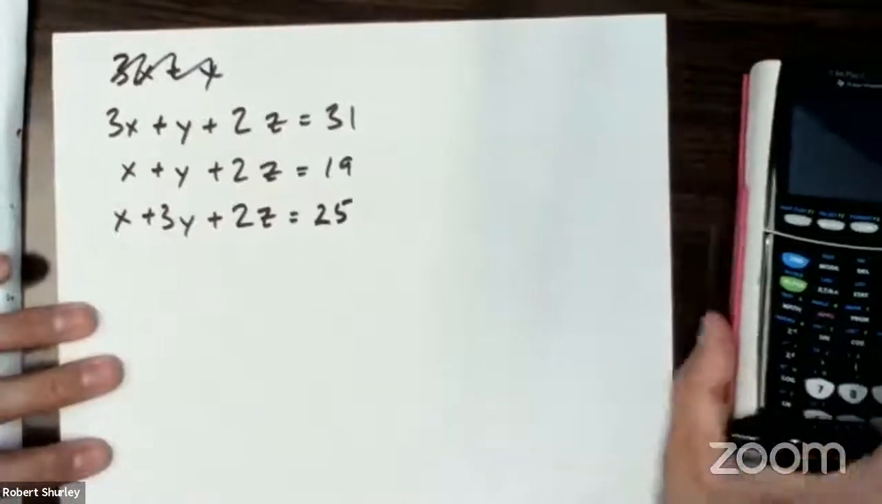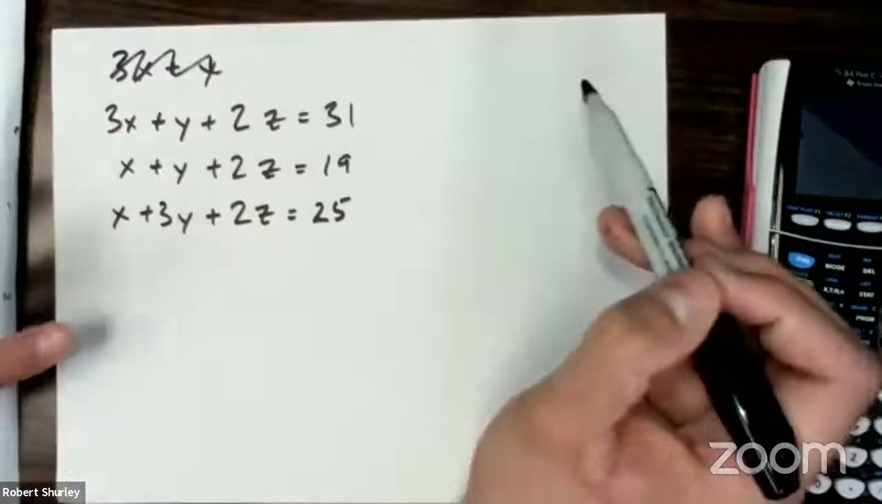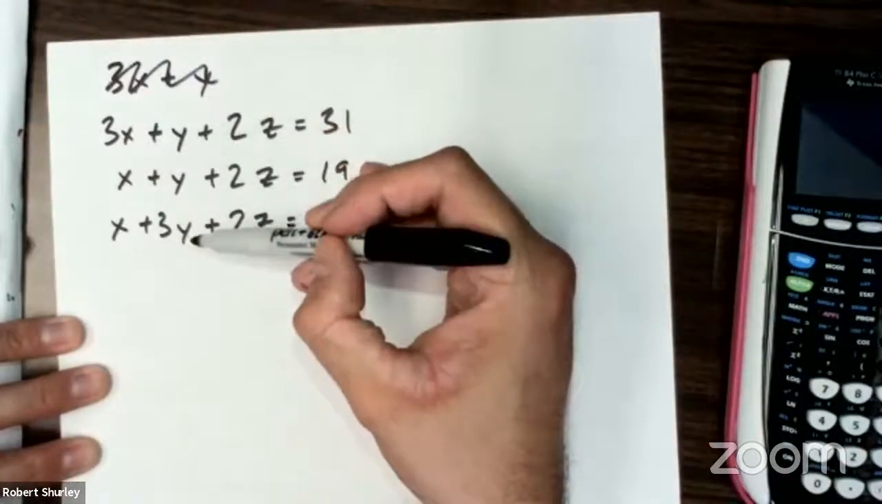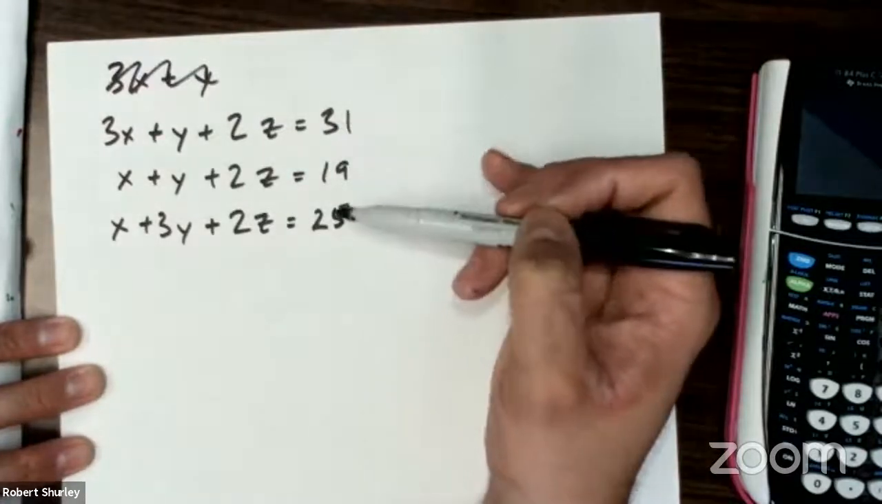Okay? So now look, now I've got 3 equations, 3 unknowns. Now again, if we're going to do this, we have to have all the x's in one column, all the y's in another, all the z's in another, and all the numbers in the last one, okay?